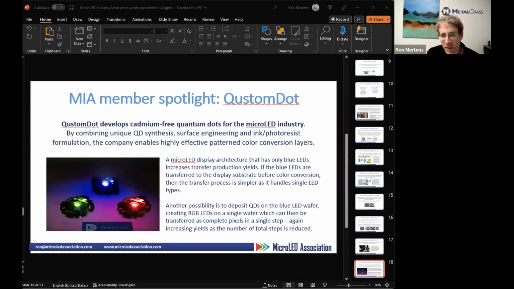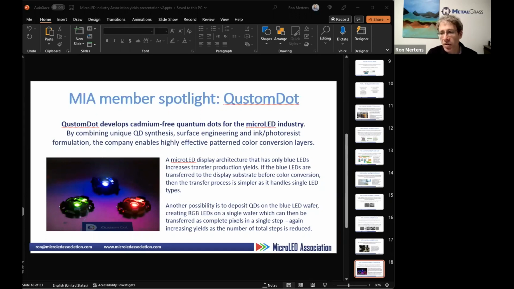Next company is Custom Dot, another early stage company. They develop quantum dots, especially for the microLED industry. That's cadmium-free nanomaterials, and the idea here, obviously, is to adopt them for color conversion for microLEDs. And the company, as they explained in our white paper, says the basic microLED architecture uses blue LEDs with color conversion layers, and this can actually increase yields. And we can look at two alternatives. First one is, you transfer the blue LEDs from the wafer to the display substrates, and then you deposit the QDs on the display substrates.